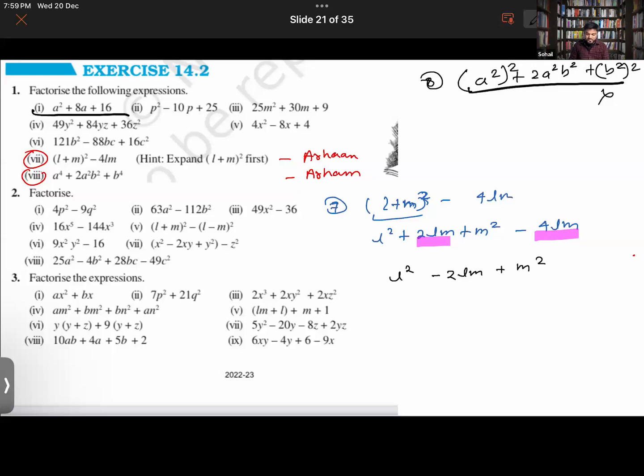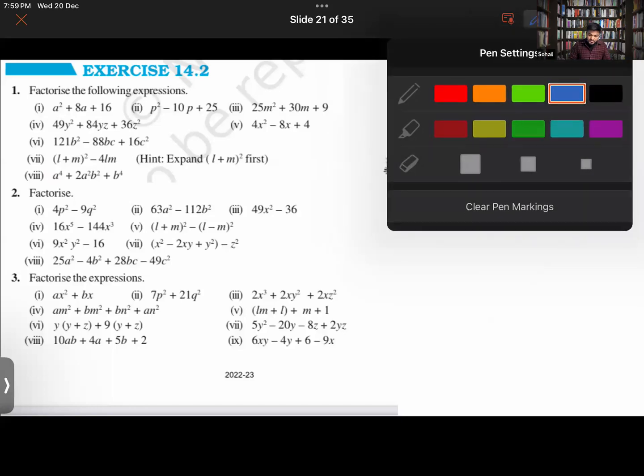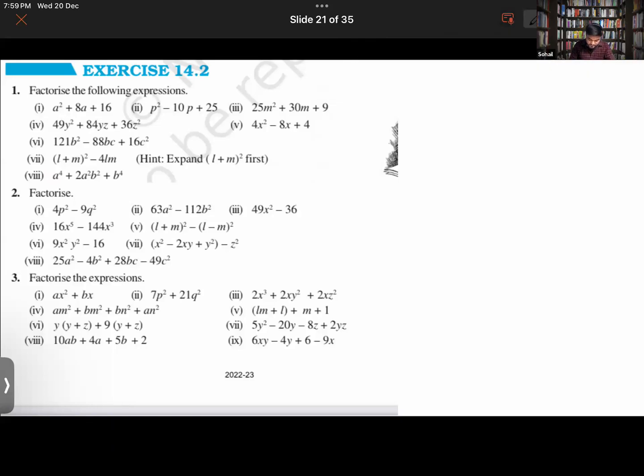Or you can put a bracket here like this. So you will be getting a and b as follows: a is L, b is m here, and this is in the format of minus 2ab. Getting it, everyone? So that's why it's L minus m whole square. A minus b whole square is the identity here. Moving to your question, Arhan. Shall I help you further in this one? Look, question number 8 you are solving.